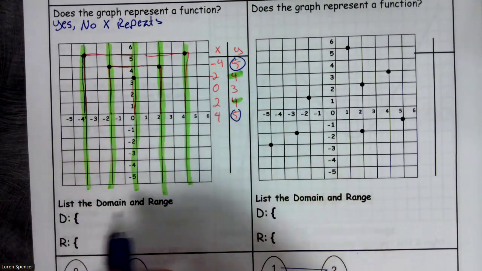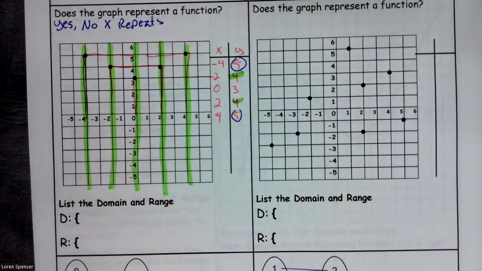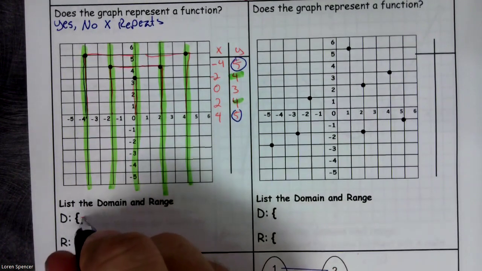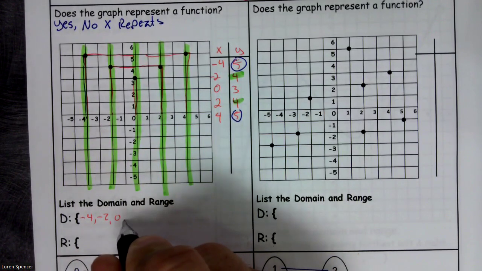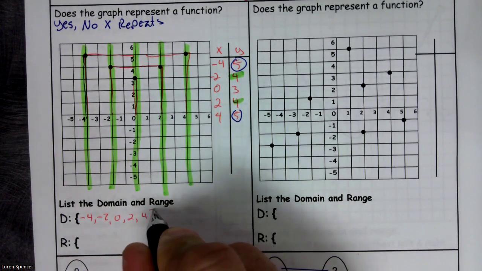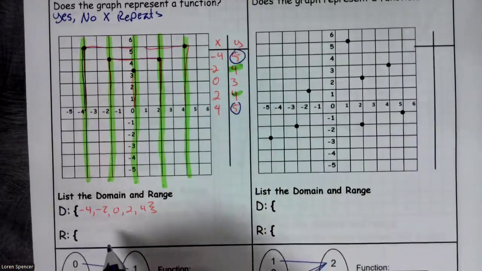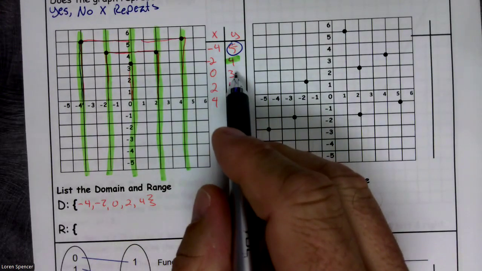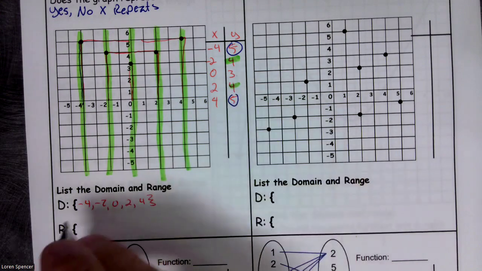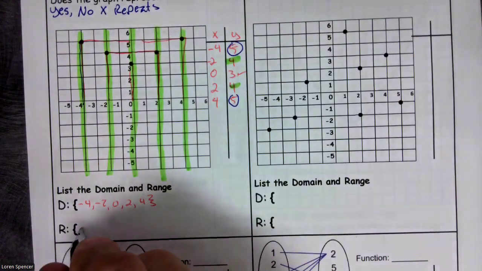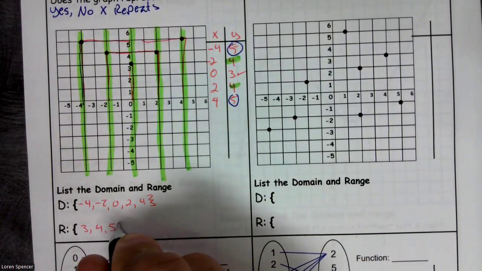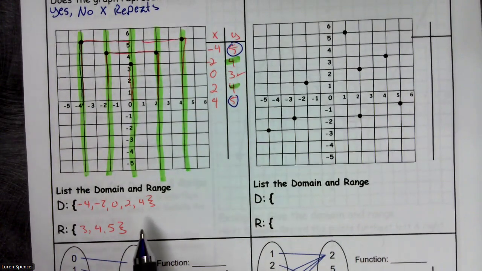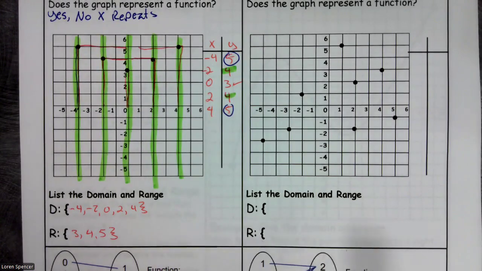So the domain, in order of smallest to greatest: -4, -2, 0, 2, 4. For the range, we have smallest to largest. Smallest number is 3. Next smallest is 4. Next smallest is 5. And please remember, we do not record repeats. So there we are, in order from least to greatest.